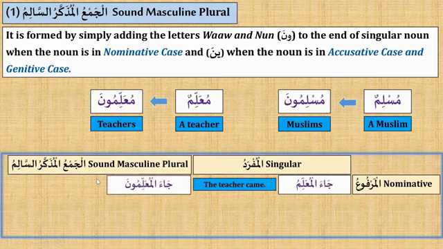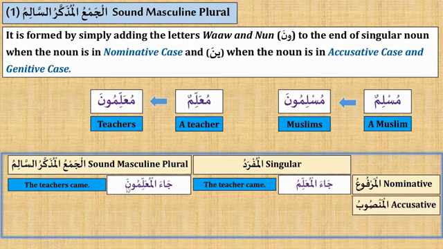And the plural form is جاء المعلمون, the teachers came, the male teachers came. It must end with waw and noon. The next case is al-mansub, accusative case, when the noun ends with fatha.